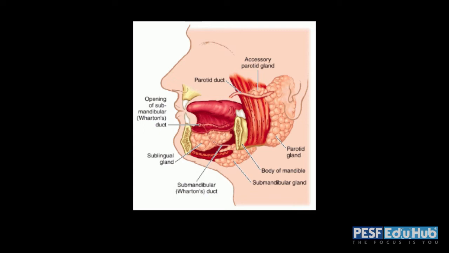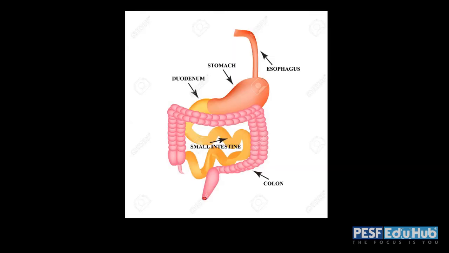Starch is a complex sugar. The salivary amylase converts starch into maltose. Starch is present in the food that we ingested. Then the stomach leads to the duodenum, small intestine and large intestine. The large intestine opens outside through the anus.